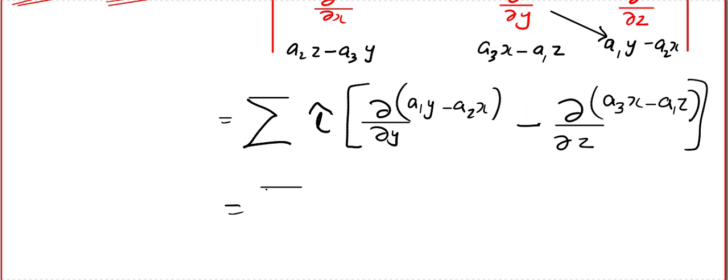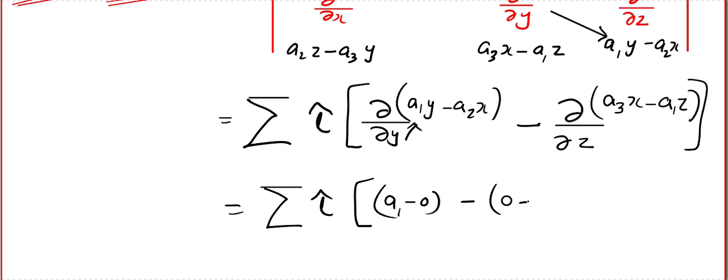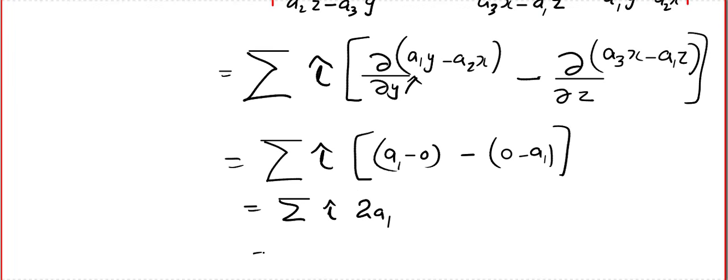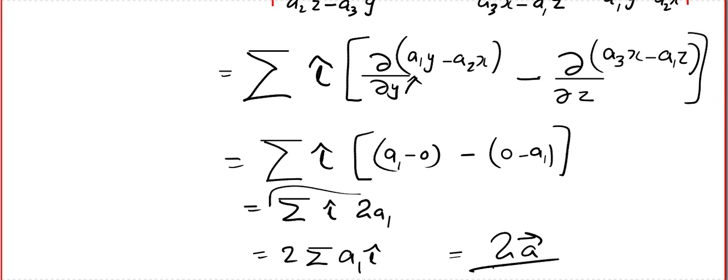I have explained about symmetry in partial differentiation. You can check it. Yeah. So tell me, what's the derivative? A1 minus 0, minus 0 minus A1. So that will be sigma I and 2A1. I think you can already recognize this. This 2 will go outside. Come on, what is sigma A1i? Isn't it A1i plus A2j plus A3k? So that will be 2 times A.